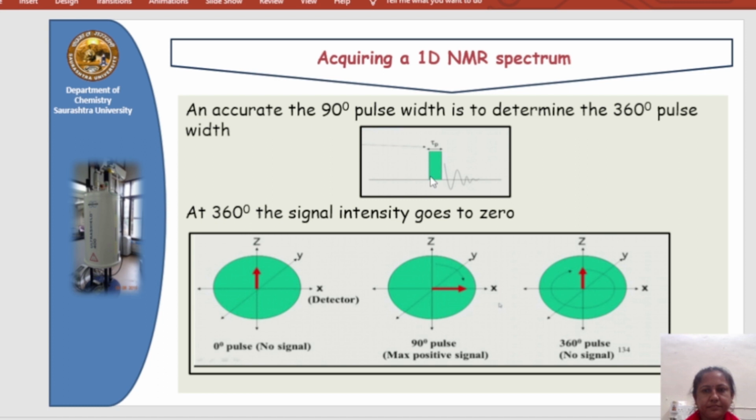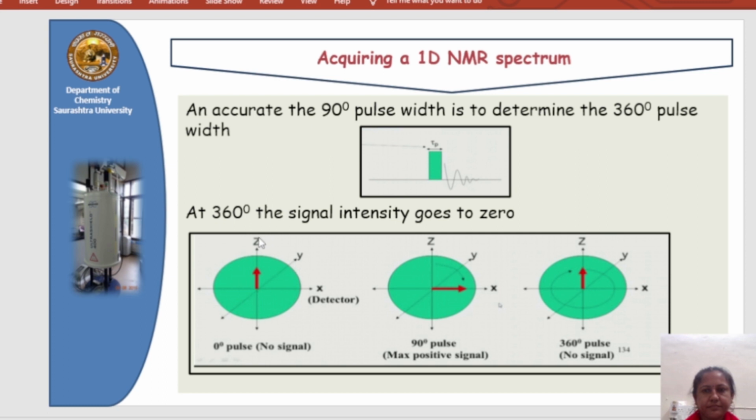Why? Because we consider the vector on the z-axis, we apply the external magnetic field, and when we apply the 90-degree pulse on the y-axis, the vector will come from the z-axis to the xy plane. If it is in the xy plane, not on the x-axis and not on the y-axis, only in the xy plane, the signal will be detected by the detector. That's why pulse width correction or calibration is necessary.